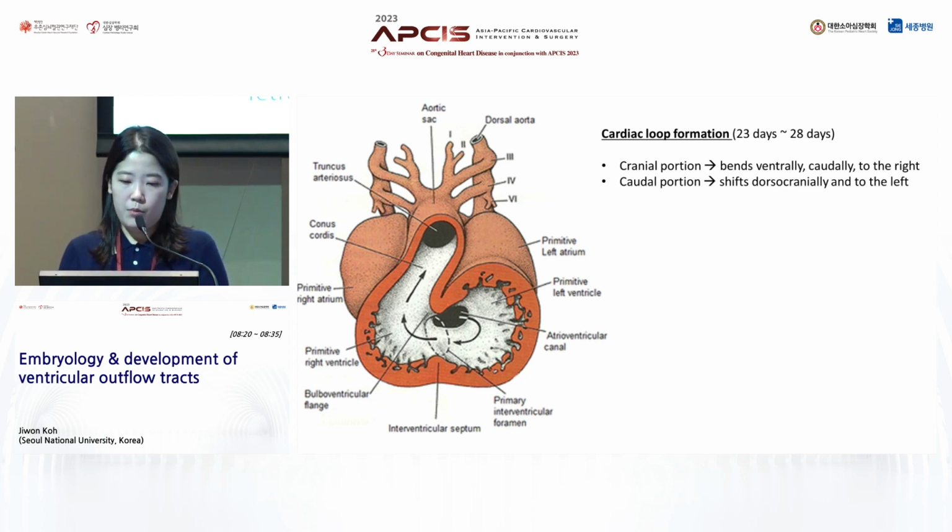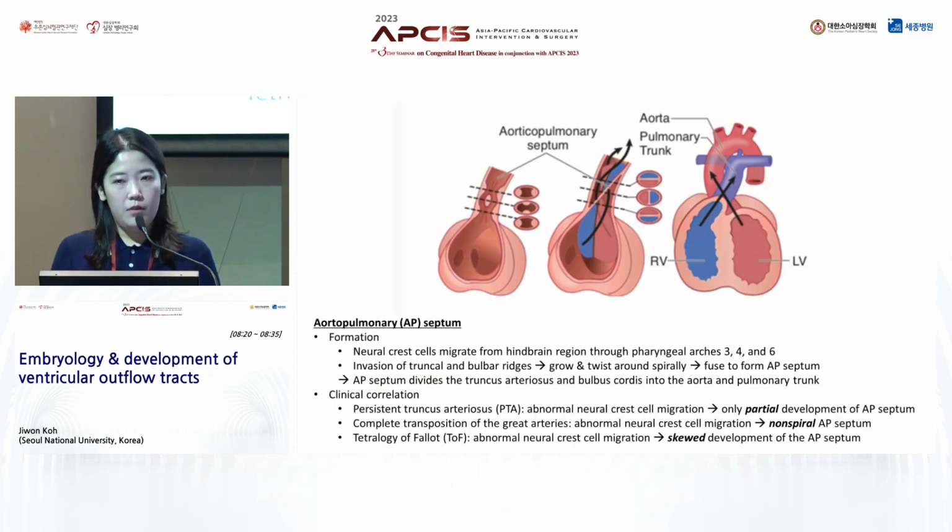The most important topic for this session will be the aortopulmonary septum, because it is crucial for development of the great arteries. According to the classic perspective, this AP septum is made from neural crest cells migrating from the hindbrain region. These neural crest cells invade into the truncal and bulbar ridges, and it grows spirally within this tube, and it eventually divides the truncus arteriosus and bulbus cordis into the aorta and pulmonary trunk.